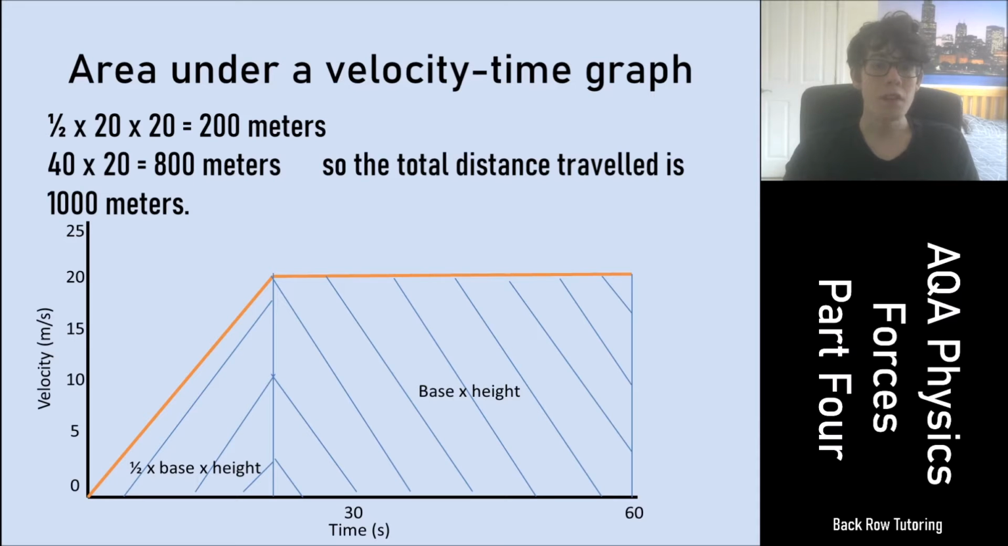So half of 20 multiplied by 20, which is for the triangle, is 200 metres. 40 multiplied by 20 is 800 metres. So if you add both of those areas together, you get 1,000. That means the total distance covered by this train is 1,000 metres.